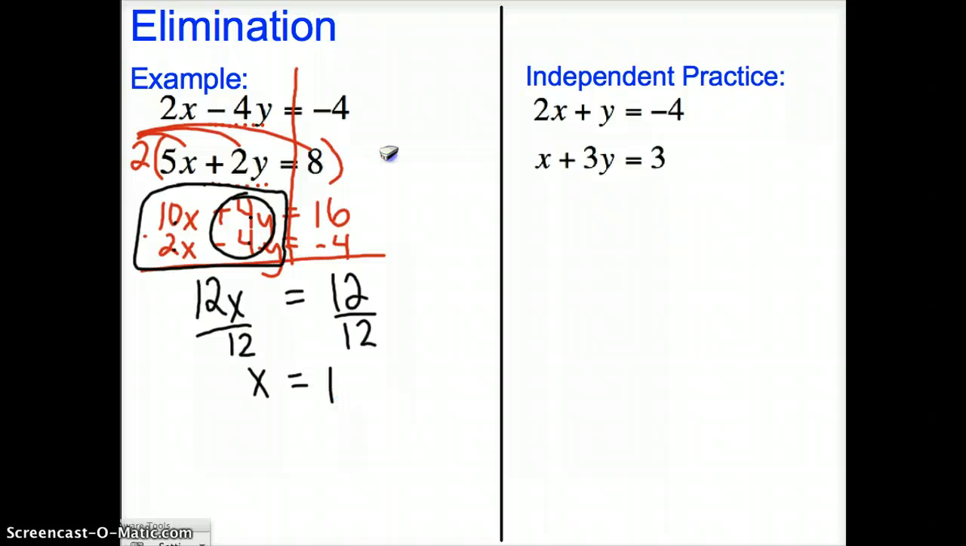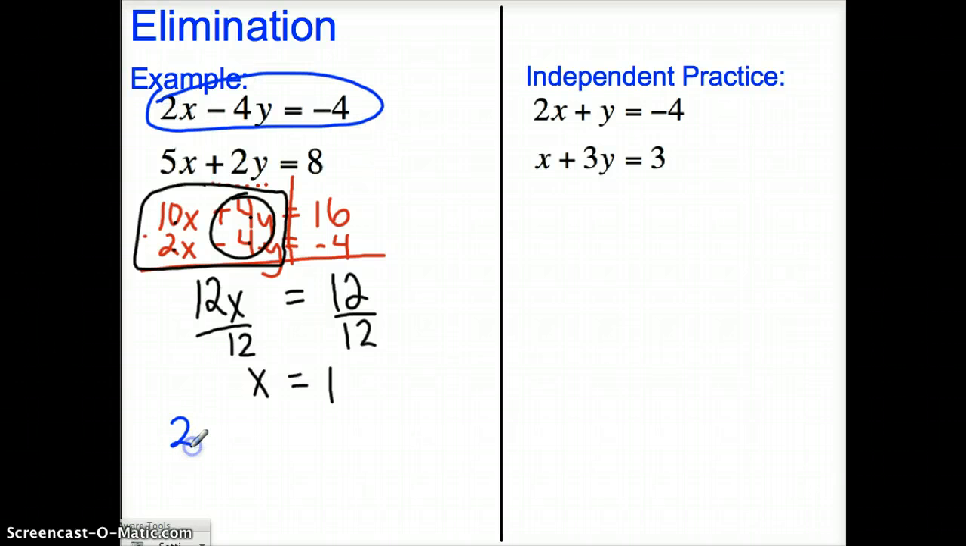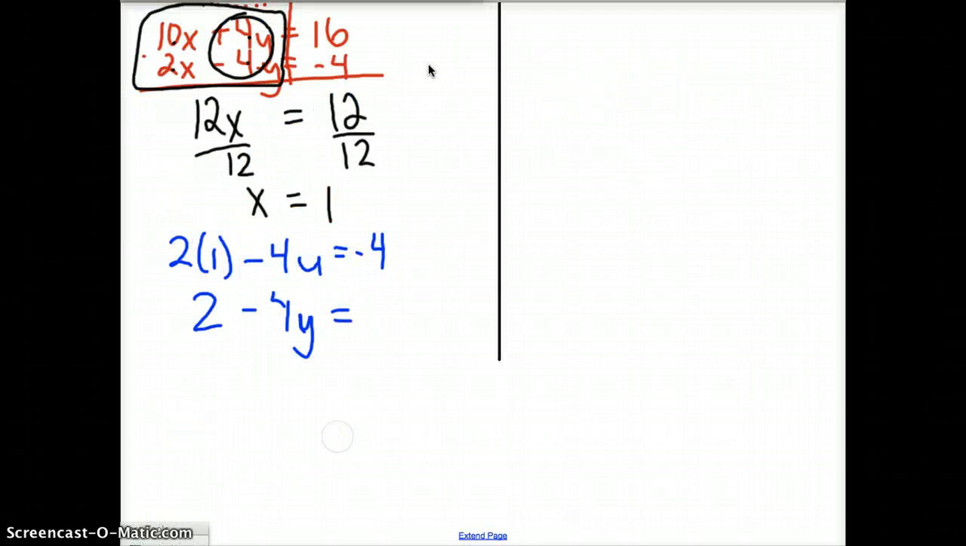That's the good news, it's what you've been doing. You go back to your original equations and you plug it in. Doesn't matter which equation, we're going to plug it in. Let's do this one. 2 times 1 for x minus 4y equals. So I have 2 minus 4y equals negative 4.